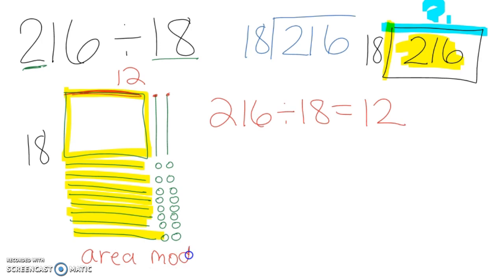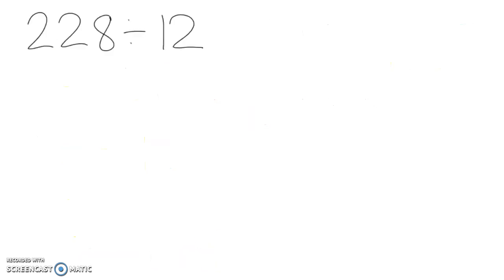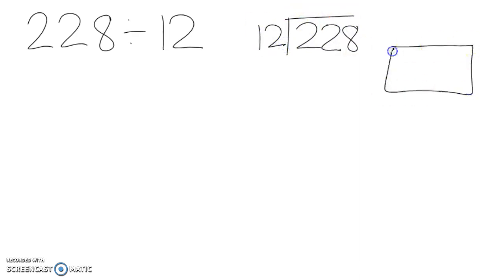Now we're going to look at one more problem that we need to regroup. We're going to rewrite the problem in a way that's easy for us to visualize that this is an area model of division. We have 228 as our area. 12 is the length of one side, or the divisor, and we're looking for the length of this side, or we would call it the quotient.